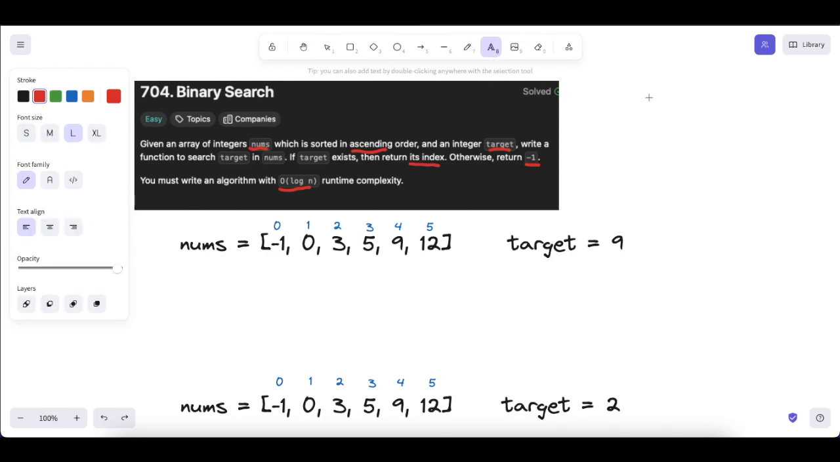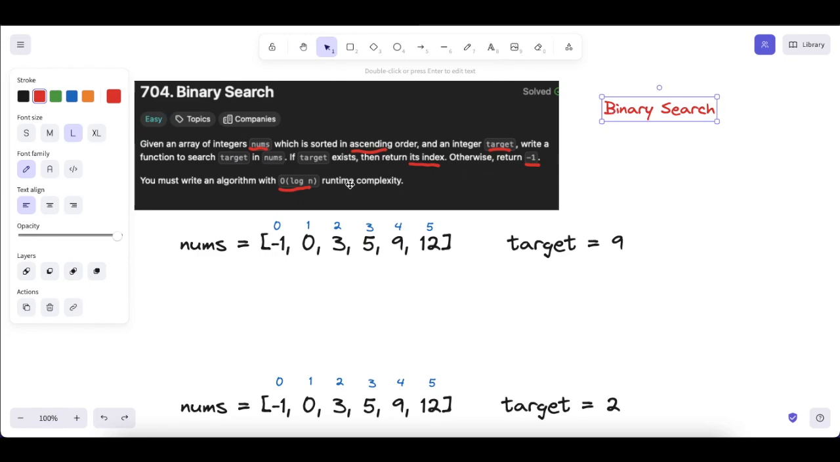Now we know that because they're telling us the algorithm must run in log n time, we must implement this using binary search. And this is also given to us by the title itself. Binary search is the only searching algorithm which we know which can allow us to find a number in log n time. So I'm going to explain to you how this algorithm will work.